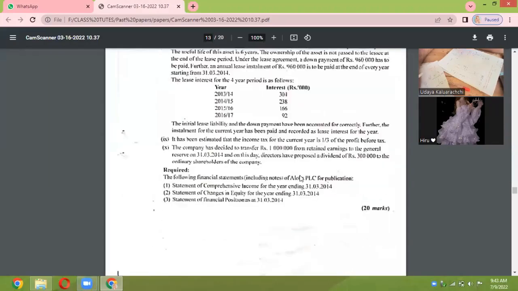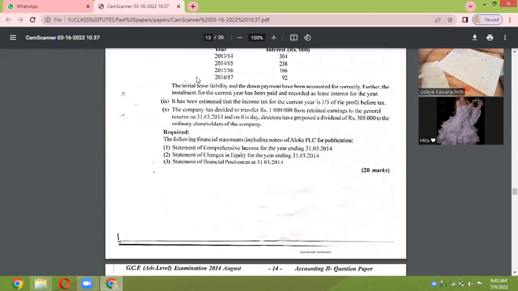Then last adjustment number 10. The company has decided to transfer 1000 from retained earnings to the general reserves. On 31st March 2014, that is last date, and on this day, directors have proposed a dividend 300,000 to the ordinary shareholders of the company. So it is a proposal.